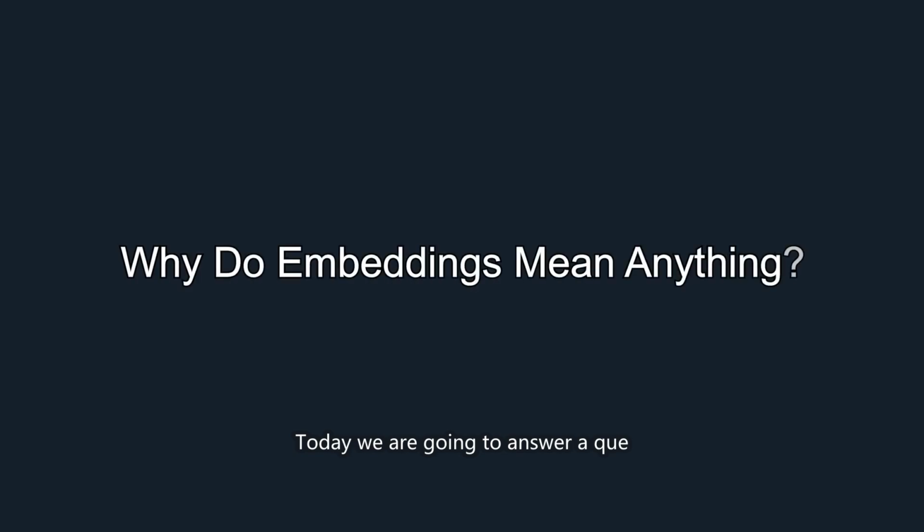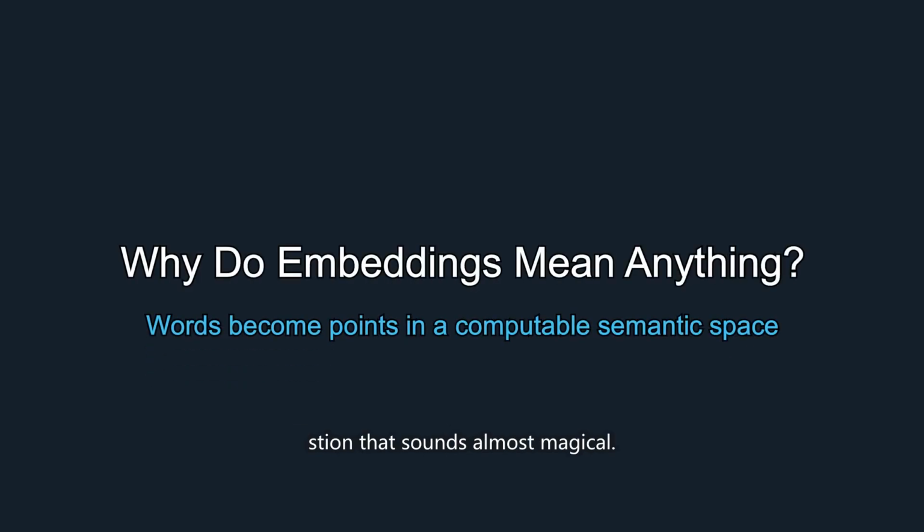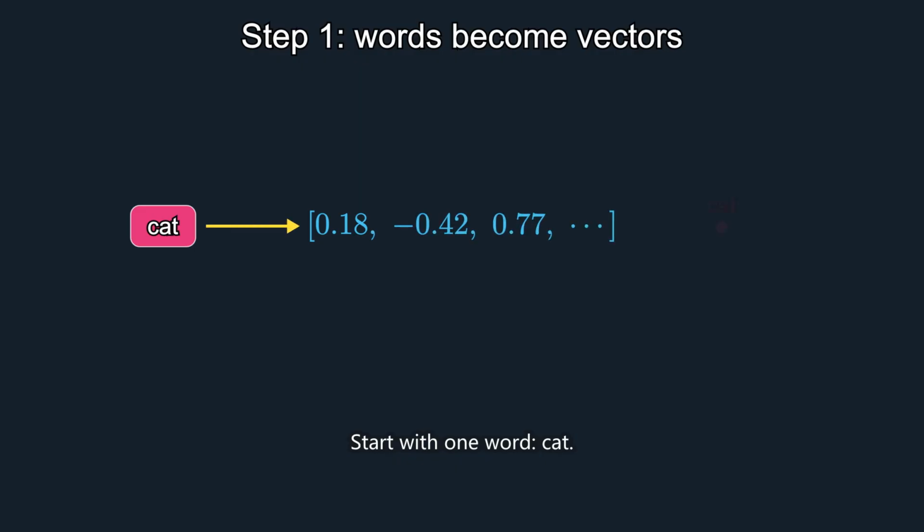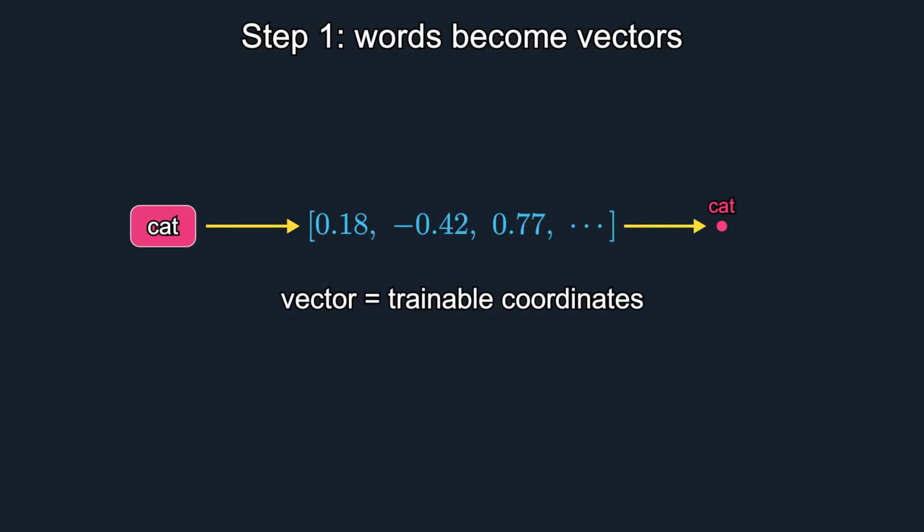Today we are going to answer a question that sounds almost magical. Why can an embedding vector represent meaning? Start with one word, cat. To a computer, cat begins as a separate symbol. The model cannot calculate with the feeling of the word. It calculates with numbers. So the first move is to turn a word into a list of numbers.